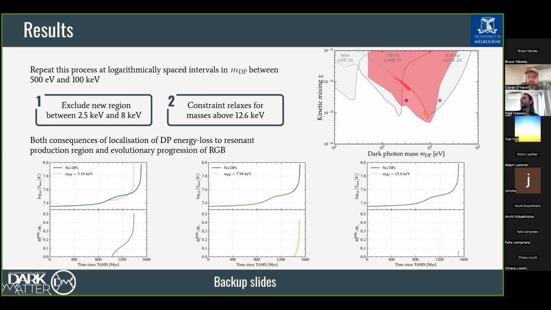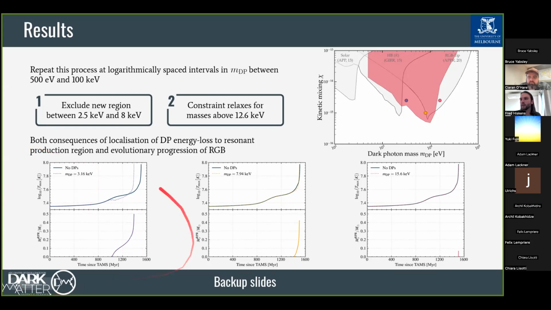These bounds are static, as I said before. You can either take a snapshot of the star at a single moment, usually just before helium ignition, and then integrate the energy loss over the top of that, or you can evaluate the energy loss with average core conditions for a red giant branch star. What this does is that you're blind to the effects of that moving resonant production region.